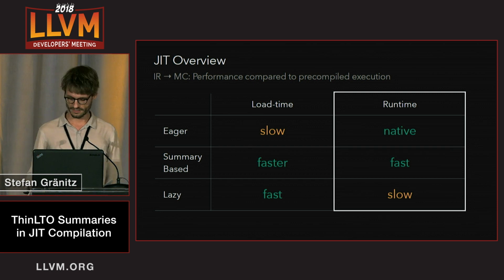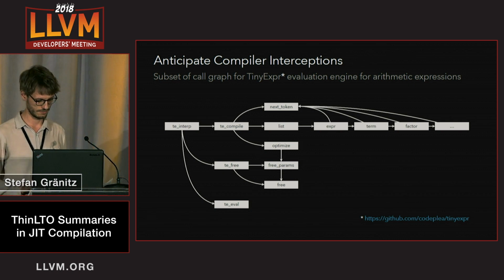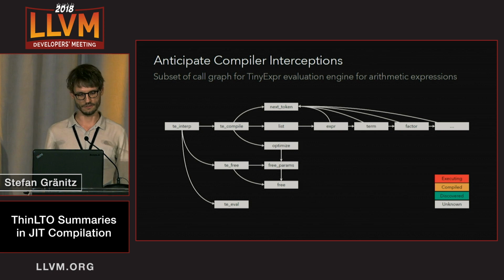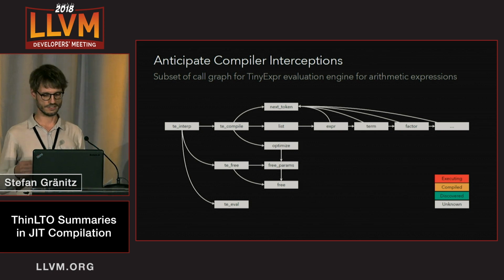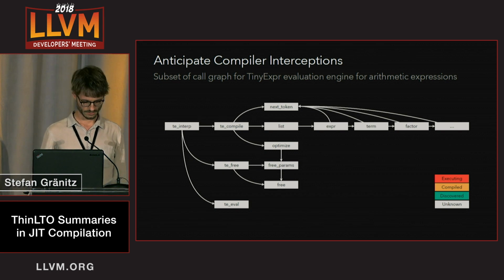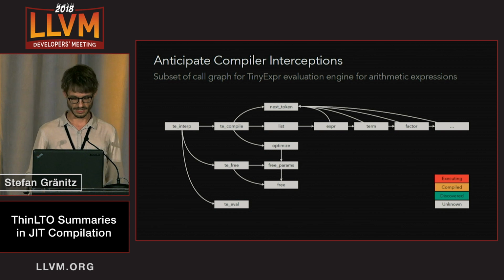Well, I want to demonstrate that on the example of TinyExpr, which is a library to evaluate arithmetic expressions. In this example, I want to use a color coding. All of these functions can go from undiscovered gray to discovered green, compiled yellow, executing red. To evaluate an arithmetic expression, our JIT will be asked for the address of our entry point, te_interp, on the very left. A lazy JIT would compile this one function in return.